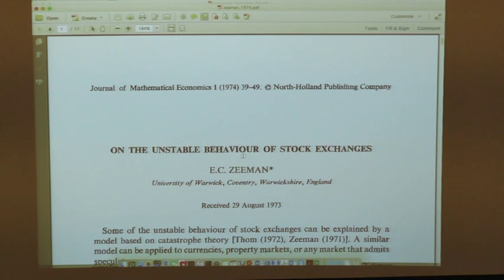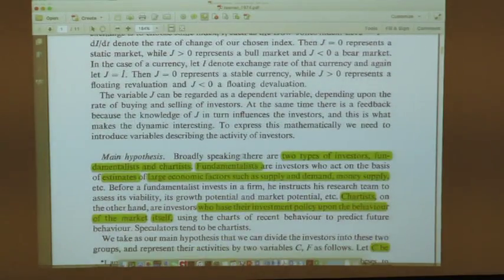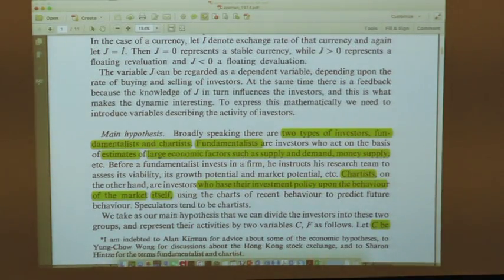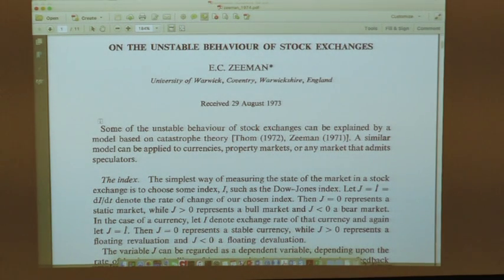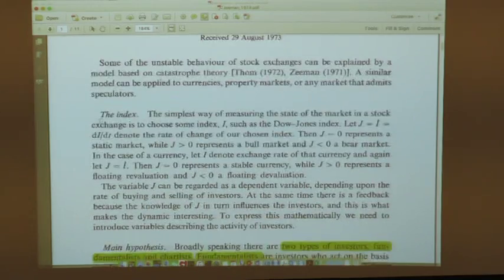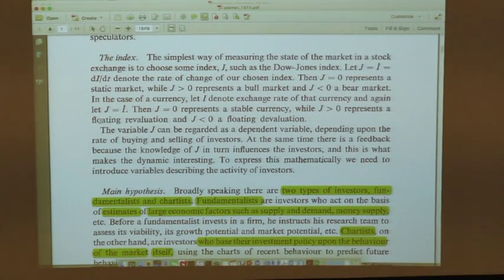Now, this is an absolutely classic paper, forgotten, and I don't think even in finance departments they actually teach this paper, and also other papers that he did. So he basically starts by saying that some of the unstable behavior of stock exchanges can be explained by a model of catastrophe theory. That's the simplest way he starts. A similar model can be applied to currencies, property markets, and other markets that admit speculators. So he wants to have a very simple model that can explain this kind of abrupt crashes in the market.